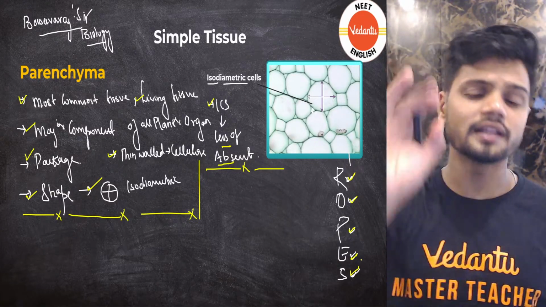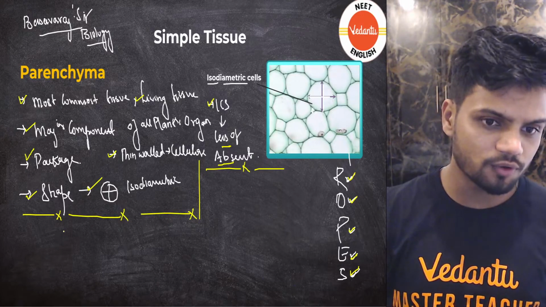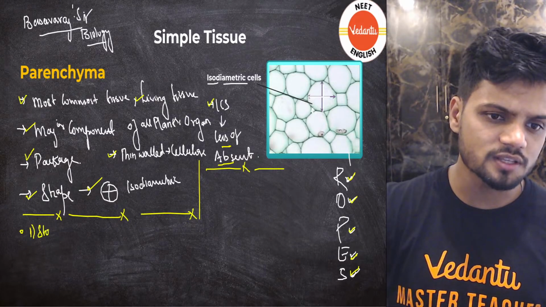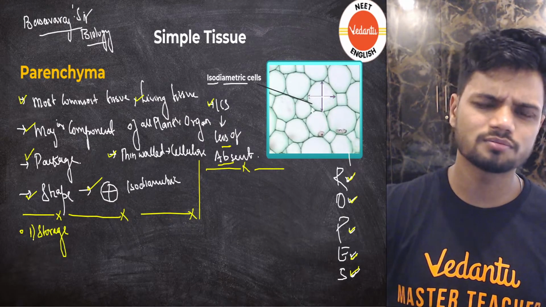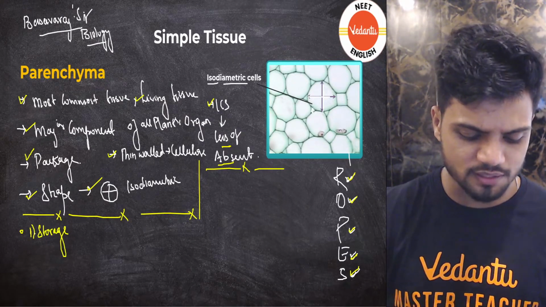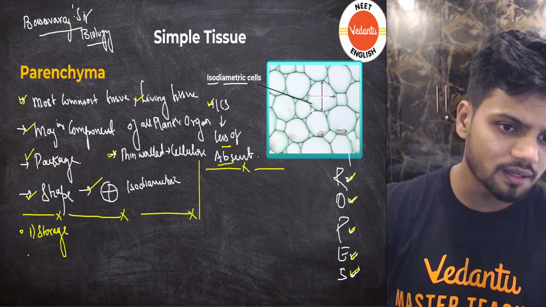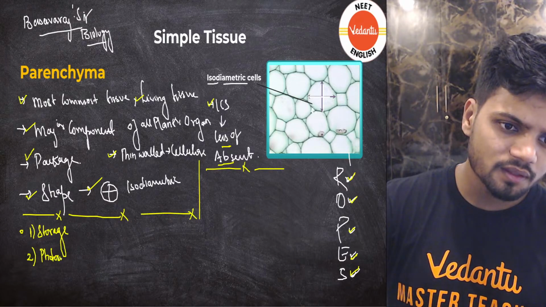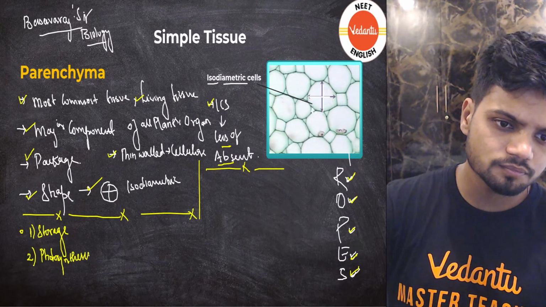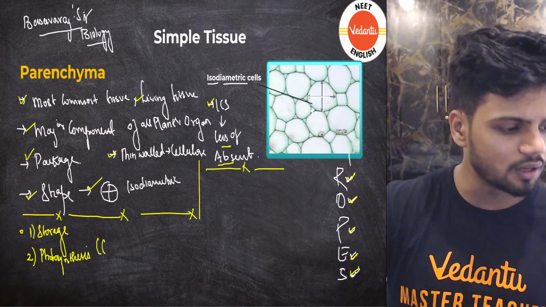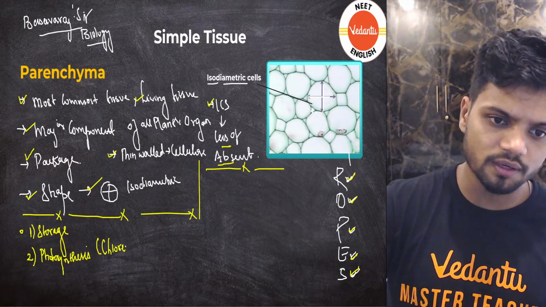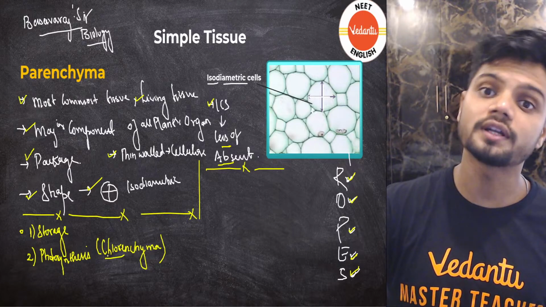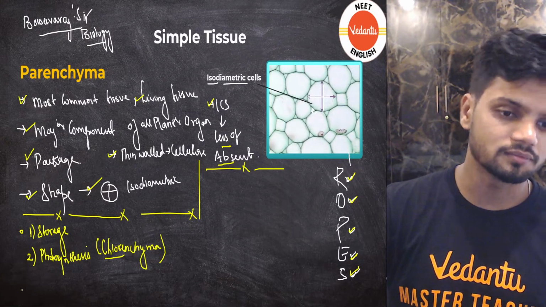If you know this, you can write the functions also very well. For example, students, the main function apart from packaging is just storage. Keep storing. Pack and store, pack and store. Then the second thing: if a parenchyma can do photosynthesis, in such a case, parenchyma is called chlorenchyma. Why? Because it has chlorophyll, so chlorenchyma.